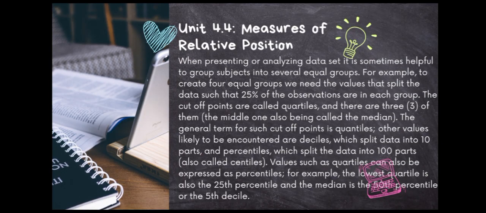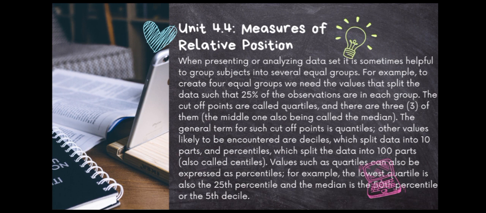Unit 4.4 Measures of Relative Position. When presenting or analyzing dataset, it is sometimes helpful to group subjects into several equal groups. For example, to create 4 equal groups, we need the values that split the data such that 25% of the observations are in each group. The cut-off points are called quartiles, and there are 3 of them, the middle one also being called the median. The general term for such cut-off points is quantiles.